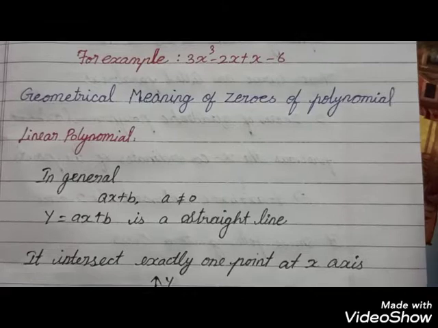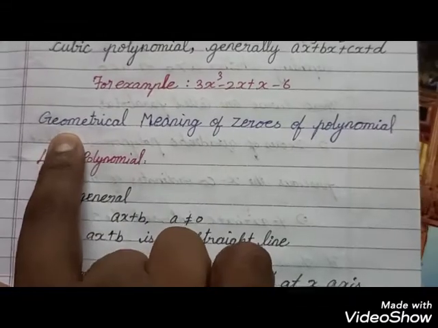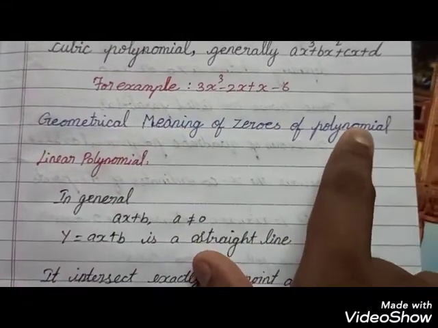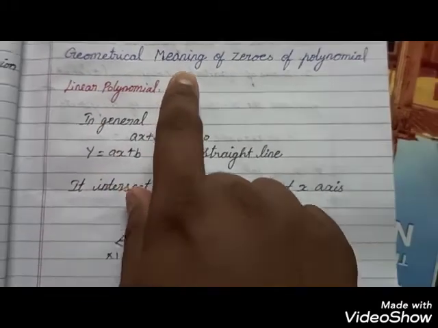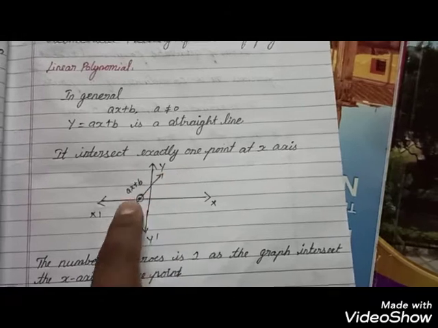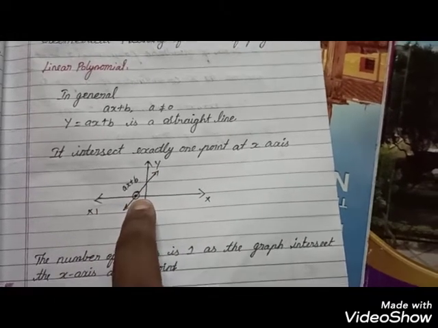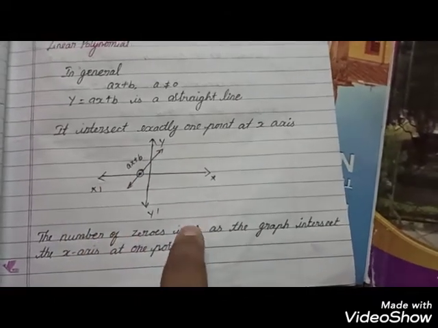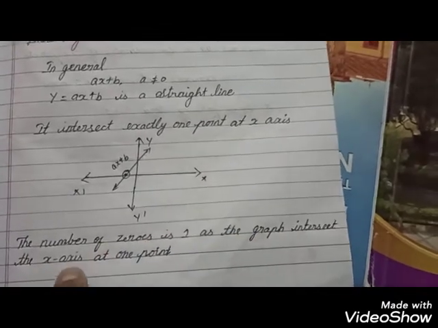Hi my dears, good morning to all. In the last class we saw the geometrical meaning of zeros of a polynomial in a linear polynomial. By using the graph, if the graph cuts the x-axis at 1 point, we say the number of zeros is 1, as the graph intersects the x-axis at 1 point.